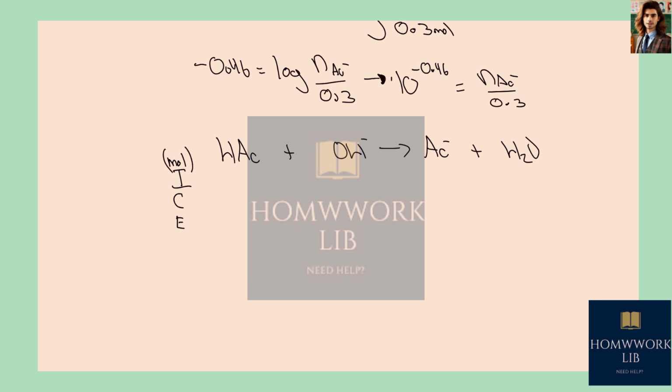So initially of acetic acid, I have 0.3. Then I'm going to add an X amount of OH minus. And initially I have 0 of AC minus, and water, it doesn't matter because it doesn't enter into any equilibrium calculation. So the amount of change, assuming that OH minus is going to be the limiting reagent, because we need to have some portion of acetic acid in order to keep our buffer. So we're going to have minus X, and X. So the amount of acetic acid will be 0.3 minus X, 0, and X.